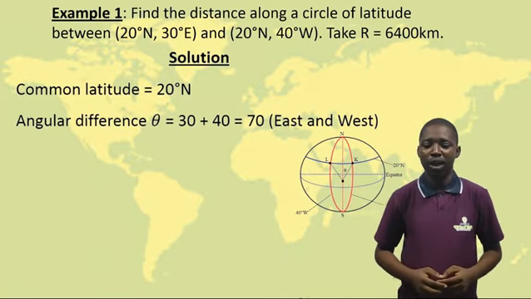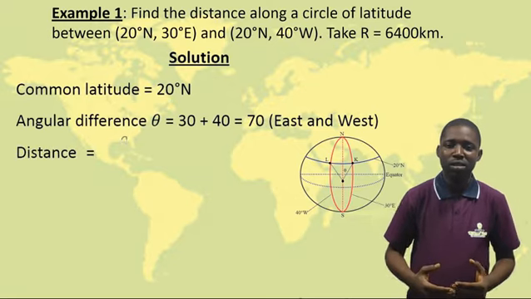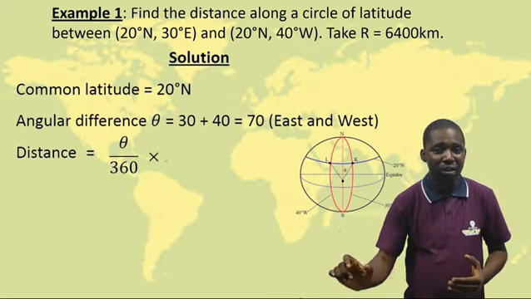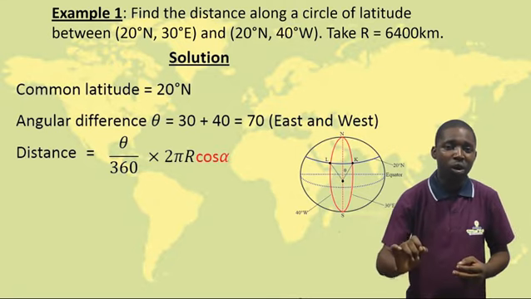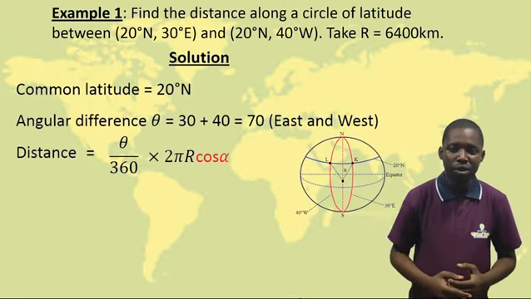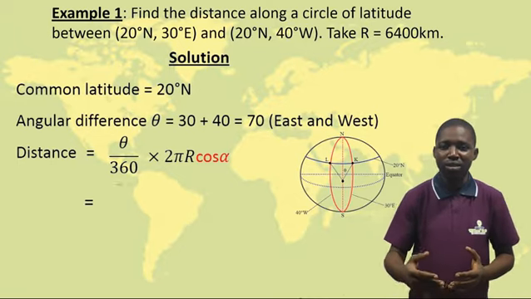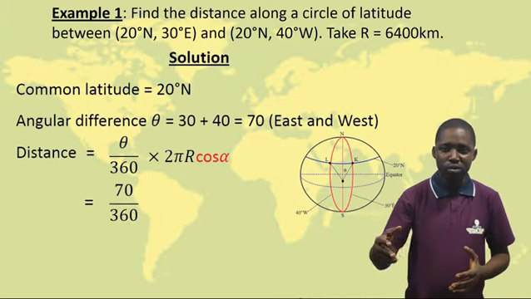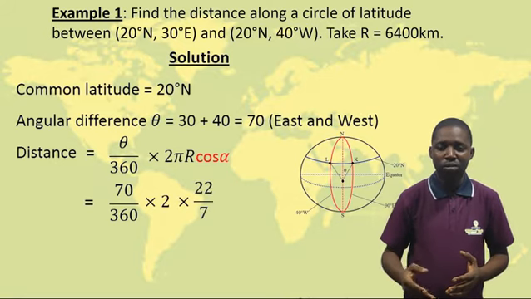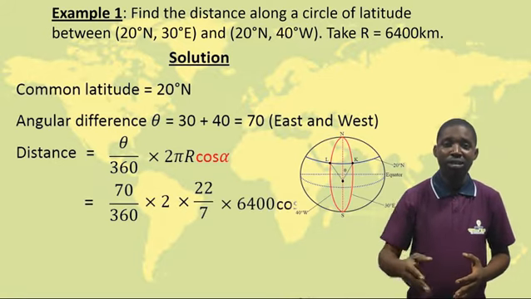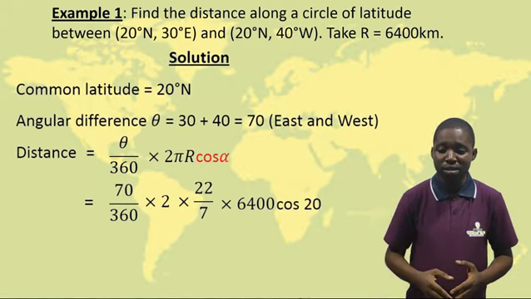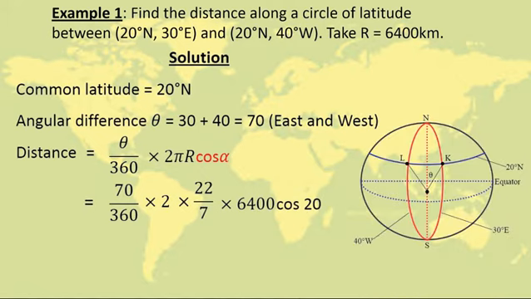Now, coming to our formula, theta over 360 times 2 pi r. I'm adding cos alpha because I'm dealing with a question on common latitude. Our theta, we've just gotten that to be 70. 70 over 360 times 2 times pi, which is 22 over 7, and our r is 6,400. We are using our cos alpha. So cos alpha is the common latitude, and that is 20. So if I multiply everything and divide by 360 and 7, which happen to be at the denominator, I will get 7,350 kilometers.